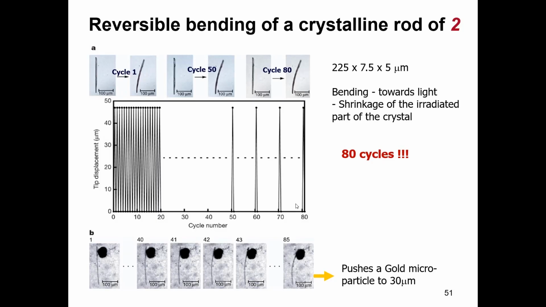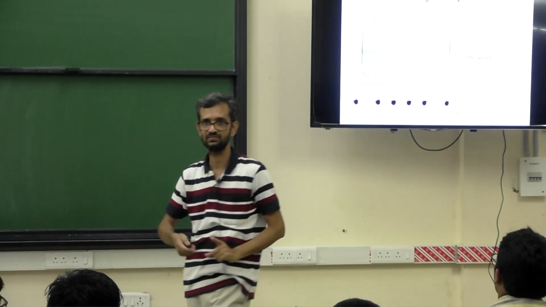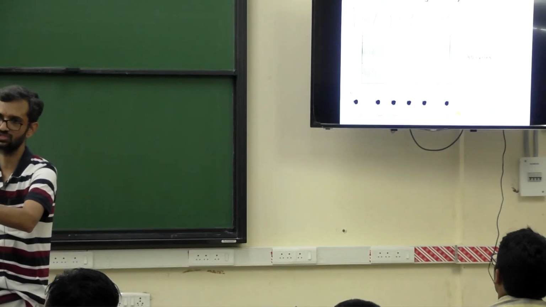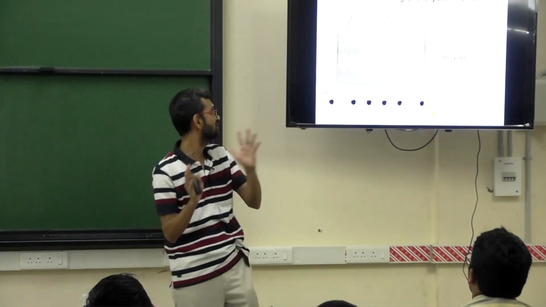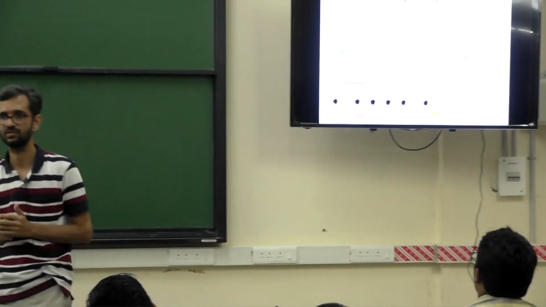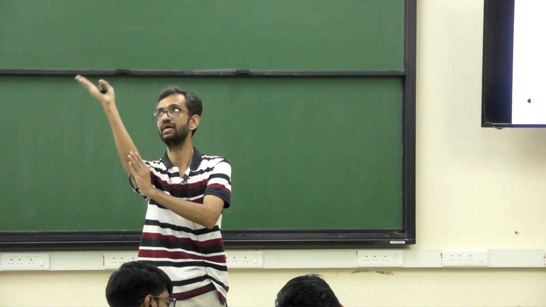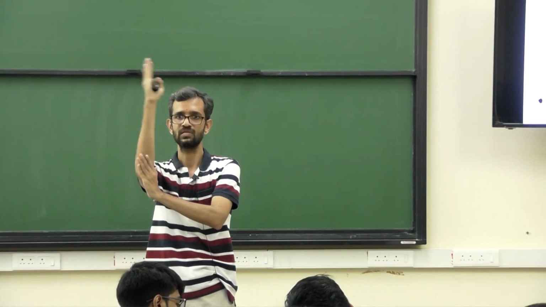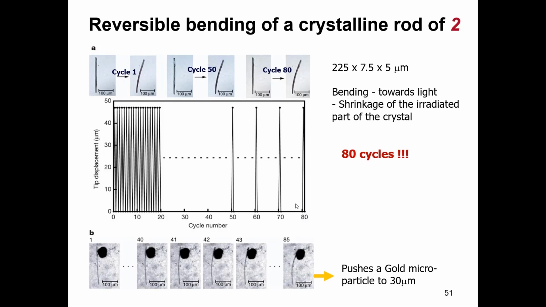It was bending upon photolysis, and they've done repeated cycles up to 80 cycles. Shining light, switching off, shining light, switching off. Every time it bends to the same distance, so the tip displacement is found to be about 48 micrometers or so, right? Every time you shine light, the tip bends to about 48 micrometers, comes back. Not only one time, they've done this experiment multiple times up to the 80th time. They could measure, and there is no change in the tip displacement, highly reproducible.